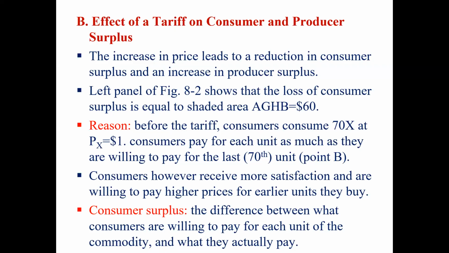So today we studied the effect of a tariff on consumer and producer surplus and about the costs and benefits of the tariff. The increase in the price leads to a reduction in consumer surplus and it will increase the producer surplus. In the diagram, we see that the loss of the consumer surplus is equal to $60, and before the tariff, the consumer was consuming 70 units of commodity X at a price equal to $1. Consumers pay for each unit as much as they were willing to pay for the last 70th unit. This makes the consumer surplus, as he pays for all the previous units the price which he is willing to pay for the last unit.